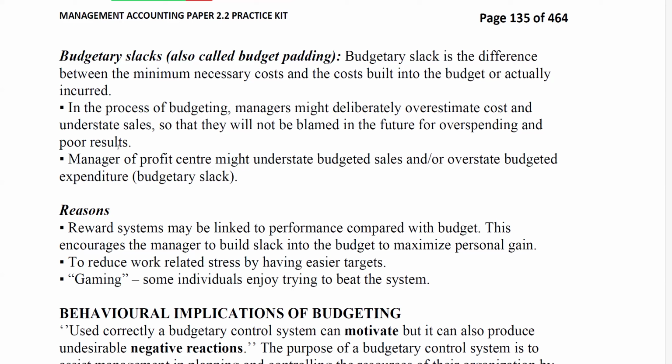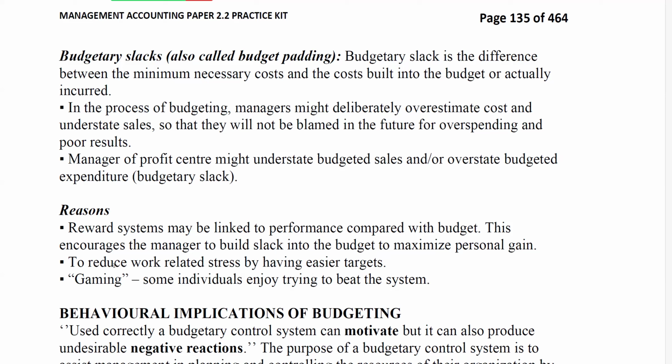So a manager of a profit center, which is a segment of the business which accumulates both costs and revenues, right, might understate budgeted sales or overstate budgeted expenses, leading to a budgetary slack. Why is that so? Because one, reward systems may be linked to performance compared with the budget. Some people are expecting to get some bonuses. That is why they may do this. Okay, so if the target is to achieve revenue of 300,000 and I have 299,900, I can just add 100 to it, right? To just get that bonus. Okay, so this encourages the manager to build slack into the budget to maximize personal gain.